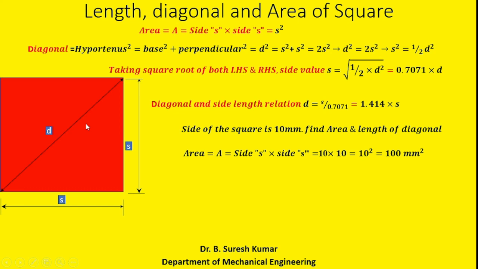After getting the 100 mm square, how can we identify the diagonal numerically? The diagonal formula we already found: diagonal d is equal to 1.414 into S. From this, S is the side value, which is 10 mm. So diagonal d is equal to 1.414 into S, where S is 10 mm. So 1.414 into 10. From this I get the diagonal of the 10 mm square as 14.14 mm.